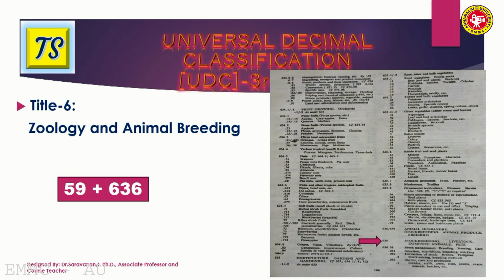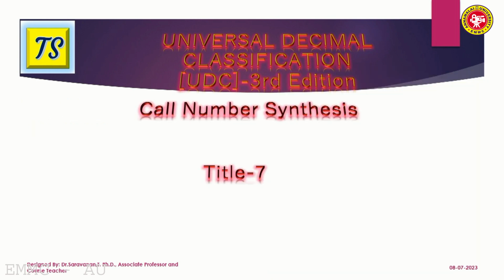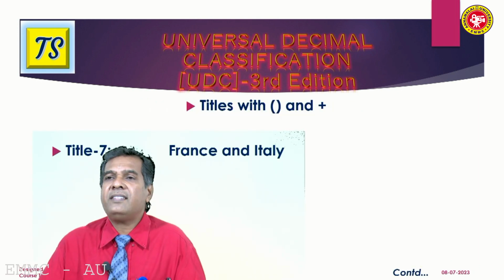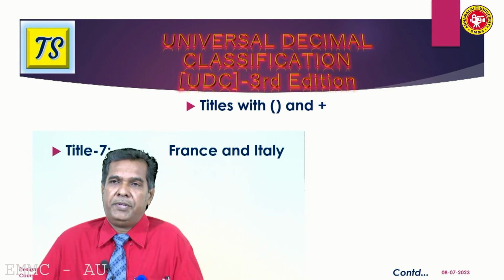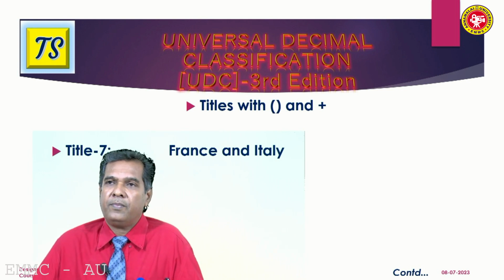This way we have to identify the numbers, pick them up from the schedule, and connect them using the appropriate auxiliary symbol. Title 7: France and Italy. So the two places are geographical locations. Here we have used the circular brackets and plus, the parentheses.